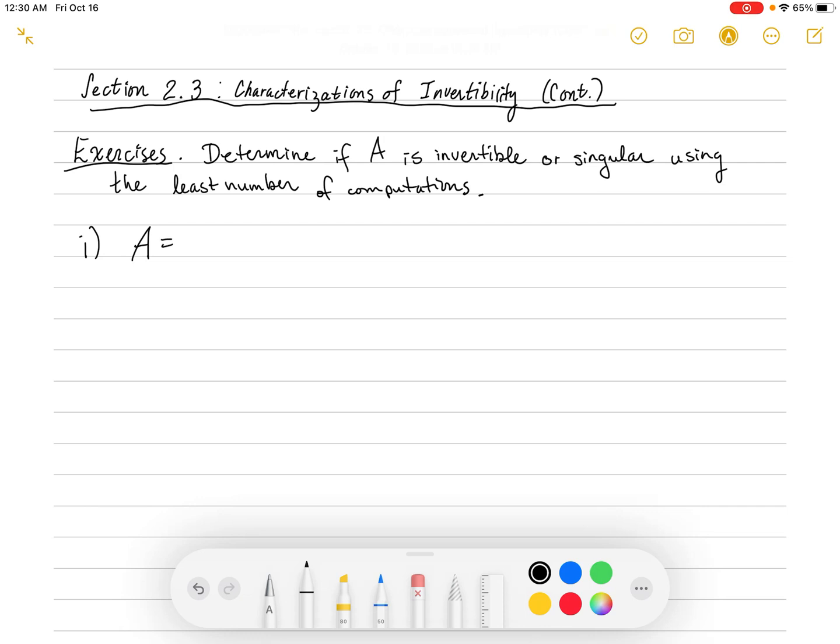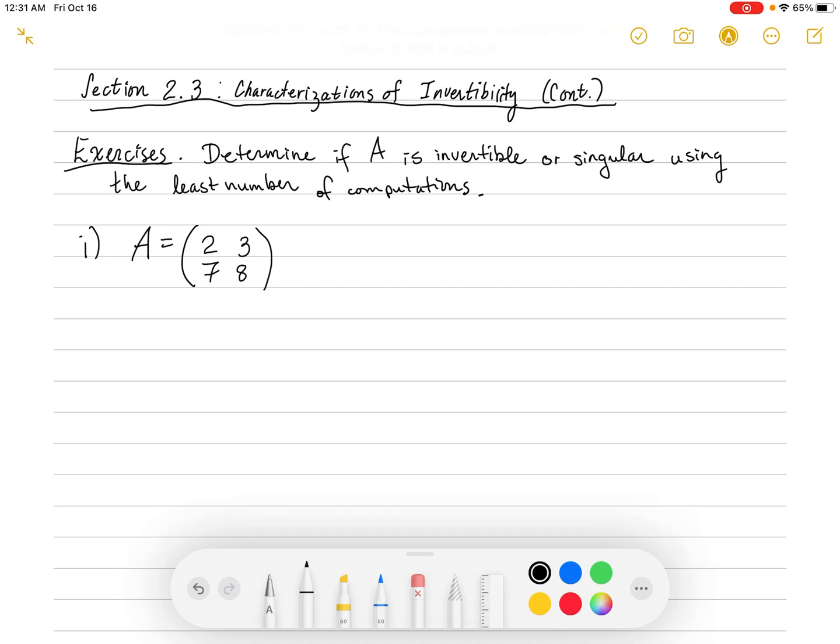So number one, I'm going to start with a matrix A. Ask, is it invertible? So my matrix here is going to be, let's see, 2, 7 in the first column, 3, and 8 in the second column. So all I'm going to do, I'm going to row reduce that just to a point where I have it in echelon form.